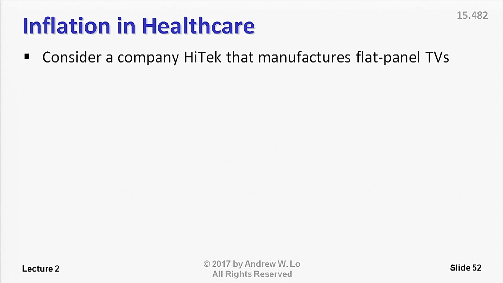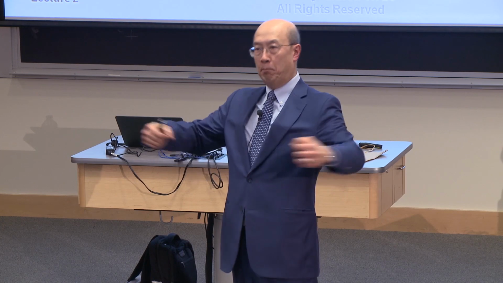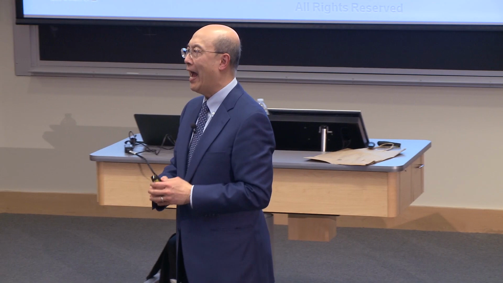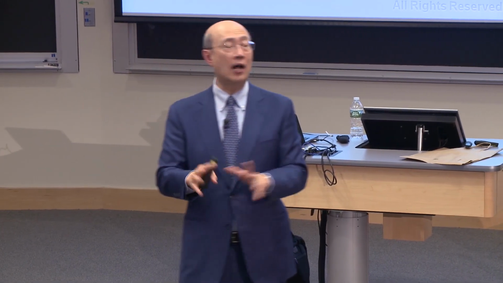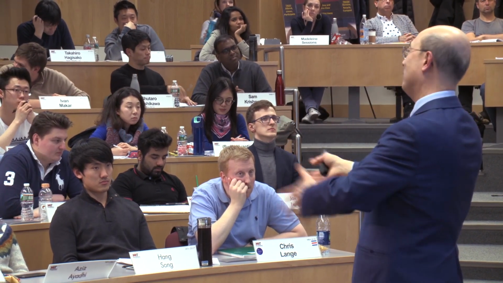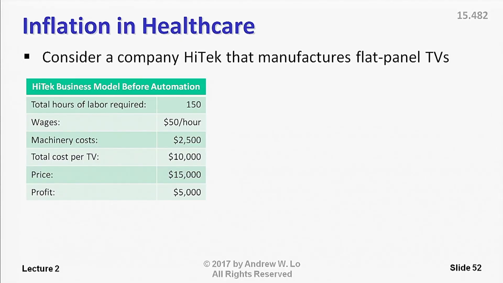Let's suppose that this company starts out producing flat panel TVs that require 150 hours of labor for individuals to put together the various different parts to create a single flat panel TV. And let's say that you've got to pay these laborers $50 an hour. I know this sounds unrealistic, but these are numbers that I came up with to make the calculation simple. $50 an hour, 150 hours, $7,500 in labor costs alone to produce one of these things.